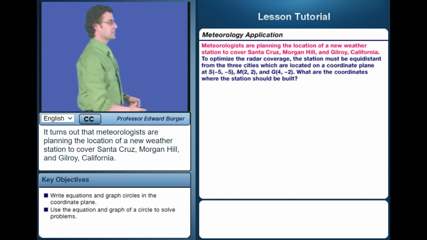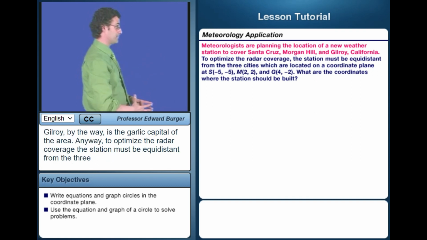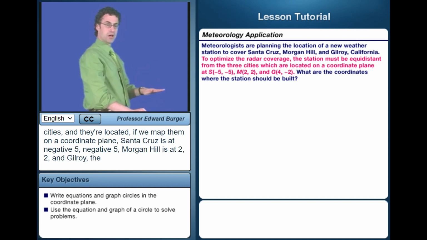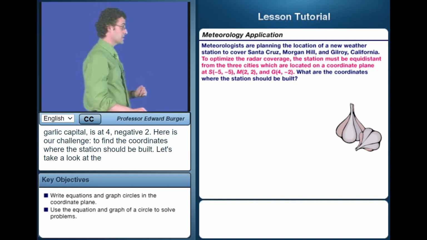So it turns out that meteorologists are planning the location of a new weather station to cover Santa Cruz, Morgan Hill, and Gilroy, California. Gilroy, by the way, is the garlic capital of the area. To optimize the radar coverage, the station must be equidistant from the three cities. If we map them on a coordinate plane, Santa Cruz is at -5, -5, Morgan Hill is at 2, 2, and Gilroy, the garlic capital, is at 4, -2. Here is our challenge: to find the coordinates where the station should be built.